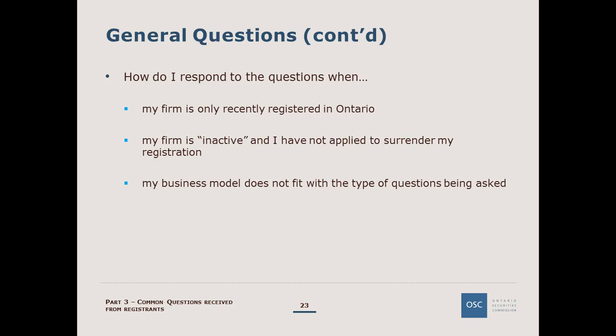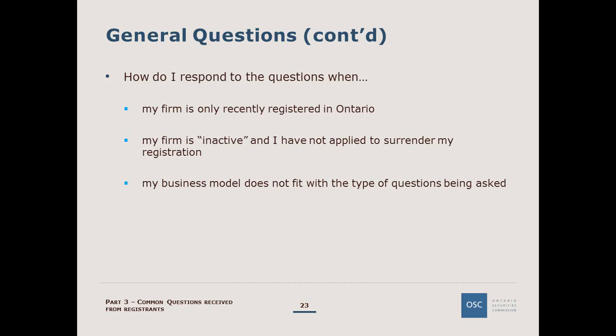For each question, complete it to the best of your ability. Where appropriate, answer with 0 or not applicable, and where possible, provide commentary that you are an inactive, dormant registrant, the reasons why the answers are 0 or not applicable, and explain why you are continuing to maintain registration in Ontario. And then the last question on the slide.